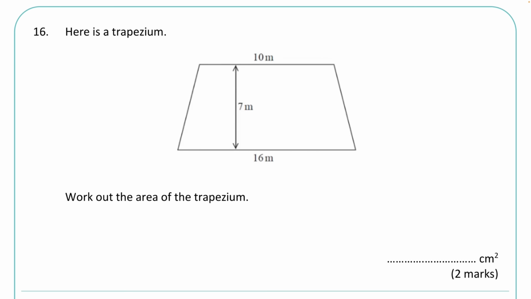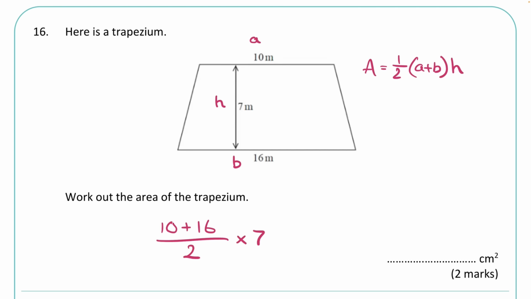Question 16 is looking at the area of a trapezium. So you have the formula for the area of a trapezium, area is equal to half (a plus b) times h. Now a and b are the two parallel sides in either order, and h is the height or the distance between them. So to work out the area of a trapezium, we take those two parallel sides, 10 add 16, we then halve it or divide it by 2 and then times it by the height, which is 7.